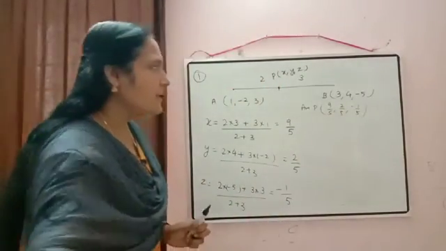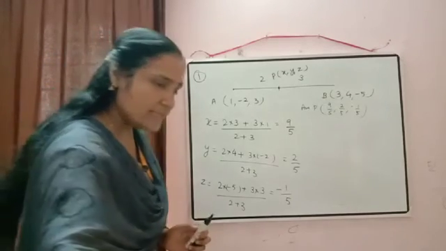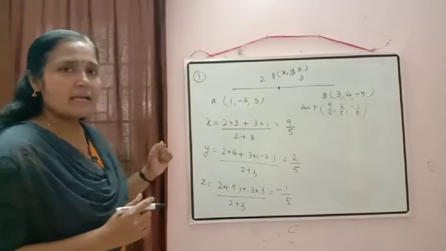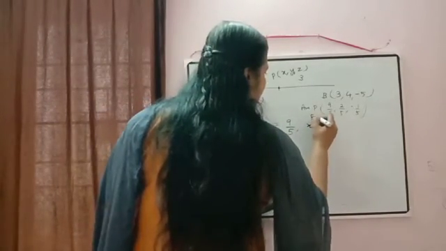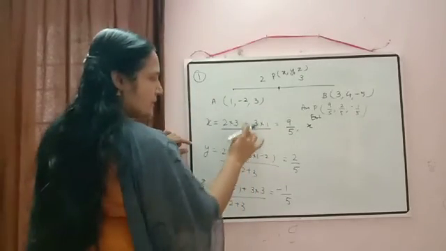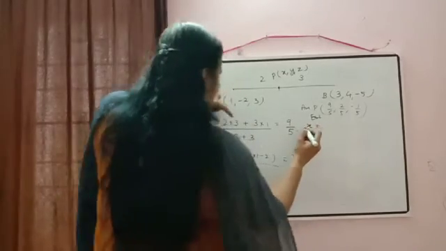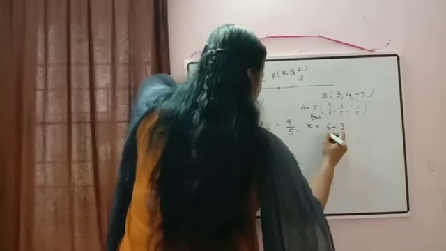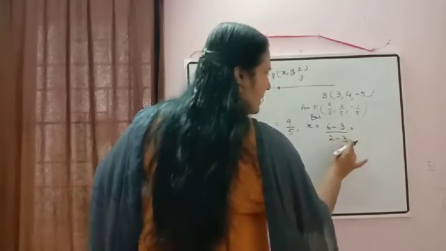So we got the coordinates of P when it divides internally. Now the second part is if it divides externally. We know what change will come in the formula. What change will come in case of external division? In place of positive, you just write down negative there. So it will be equal to 2 threes are 6, minus 3 ones, by 2 minus 3. 6 minus 3 is 3, 2 minus 3 is -1, so it will be equal to -3.